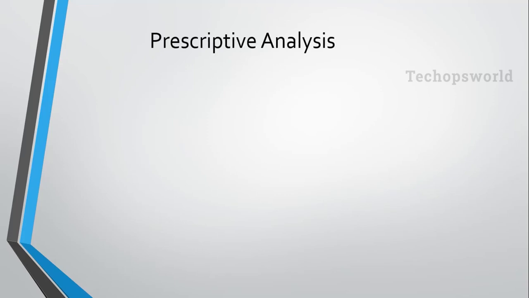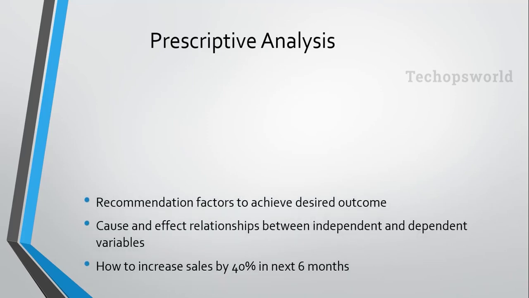The next is prescriptive analysis. For example, we may have a goal: whatever we do, we will try to increase the profit percentage, or decrease the debt. For that, we can do prescriptive analysis on the available data, and this analysis gives us recommendations on what we need to do to achieve those goals. It also gives the cause and effect relationships between the dependent and independent variables.